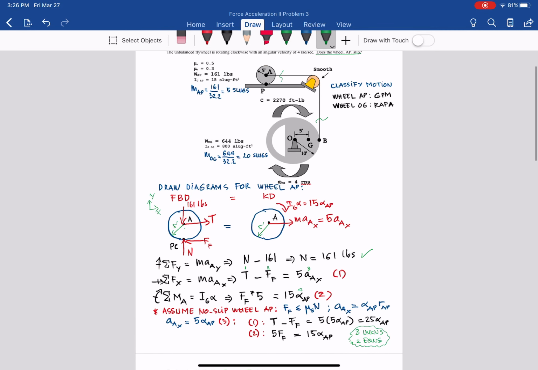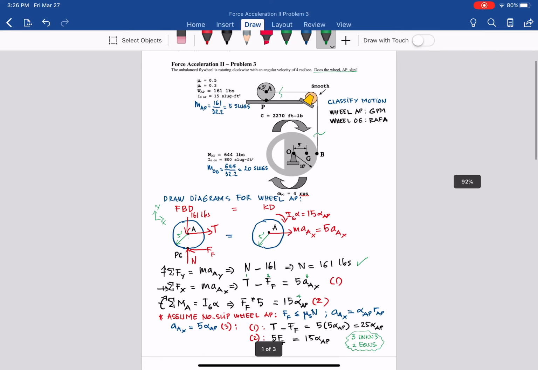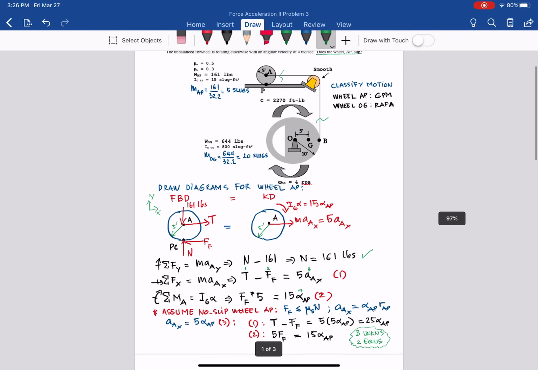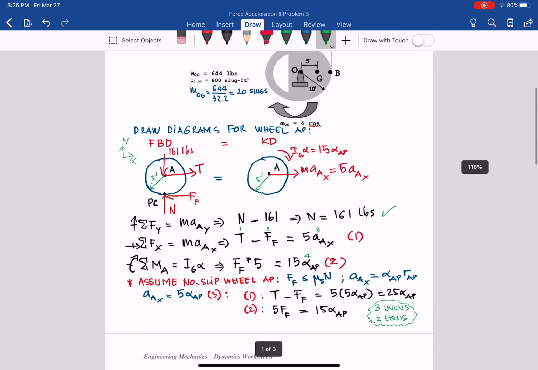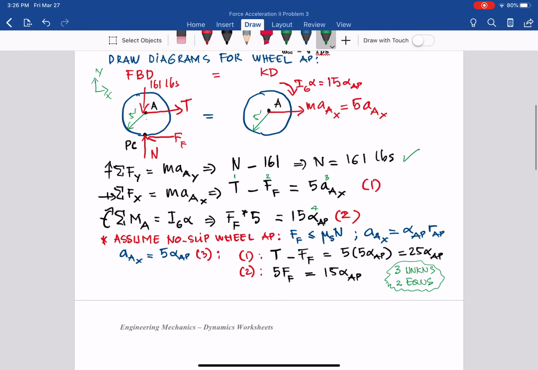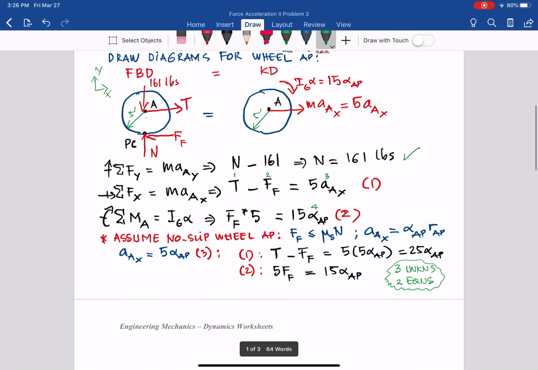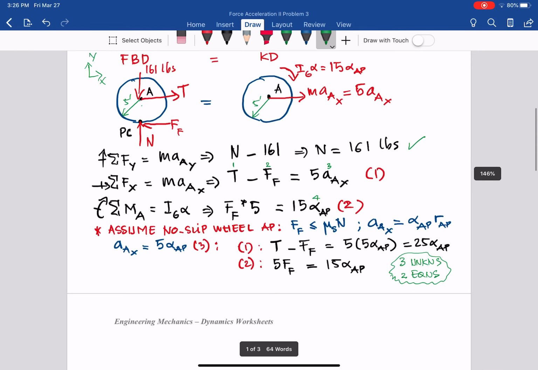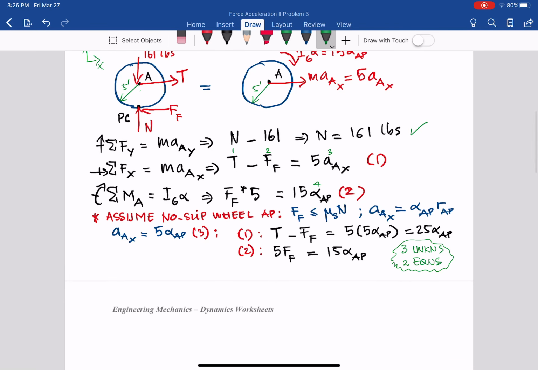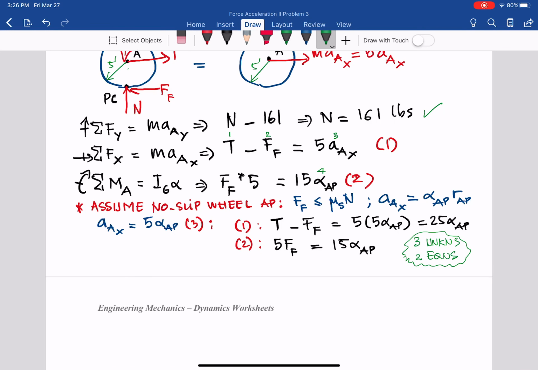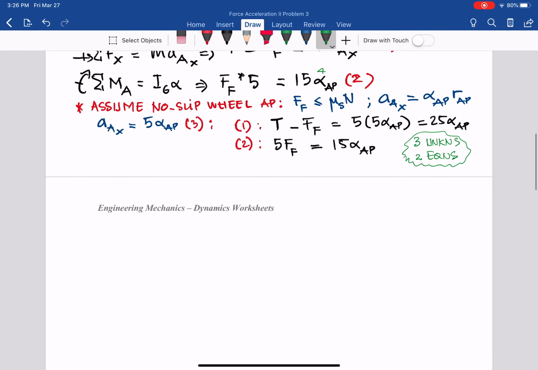So let's continue with problem 3, force acceleration 2. We finish the first part, drawing the diagram for the wheel AP and the phi equation, and we assume no slip for wheel AP, so that we have another equation, AAX equal to phi alpha AP, which is equation 3, and we plug that in equation 1. So we have two new equations, 1 and 2, and we still have 3 unknowns, 2 equations, so we cannot solve.